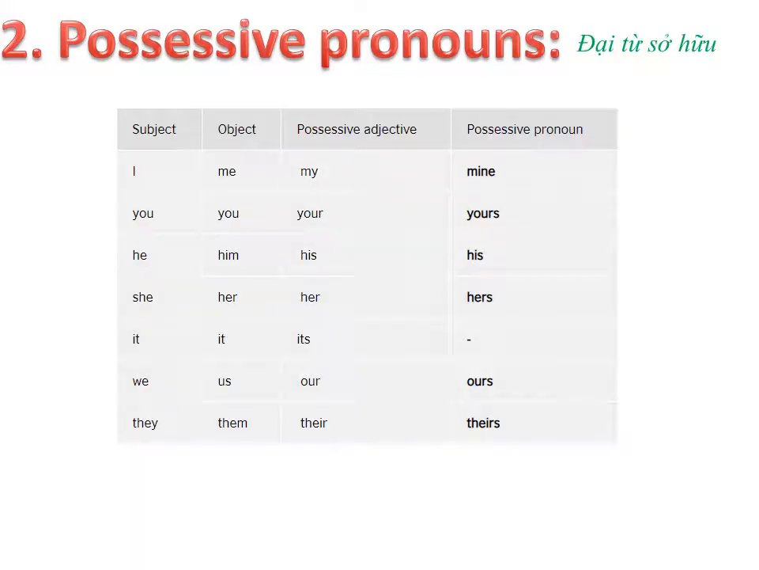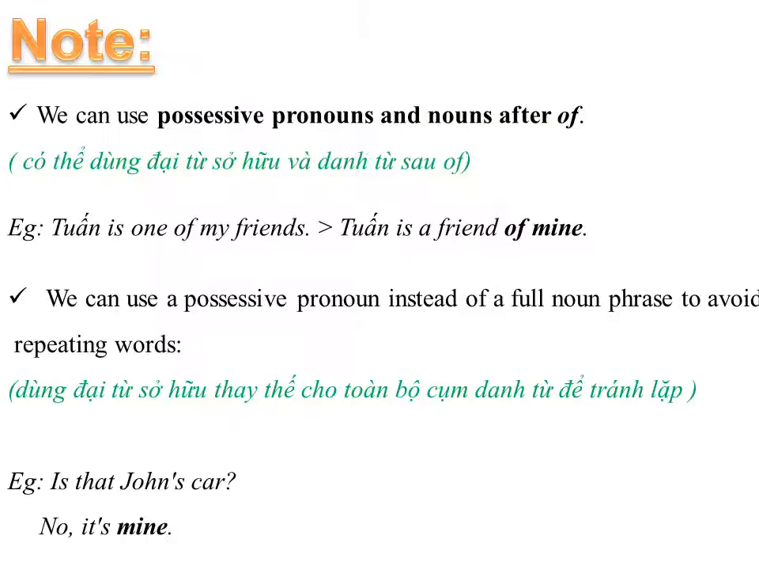2. Possessive pronouns. Look at the table. Note. We can use possessive pronouns and nouns after of. Example: Twan is one of my friends. Twan is a friend of mine. We can use a possessive pronoun instead of a full noun phrase to avoid repeating words. Example: is that John's car? No, it's mine.